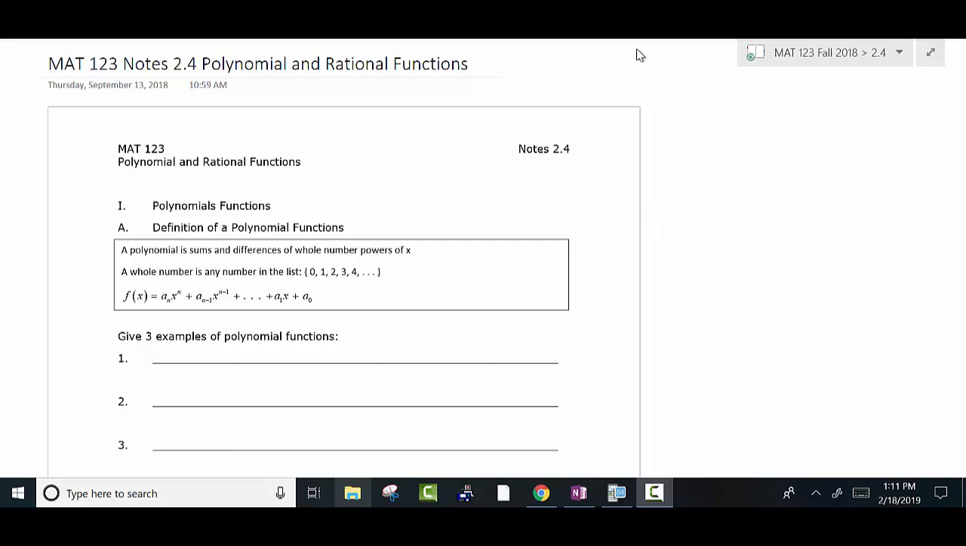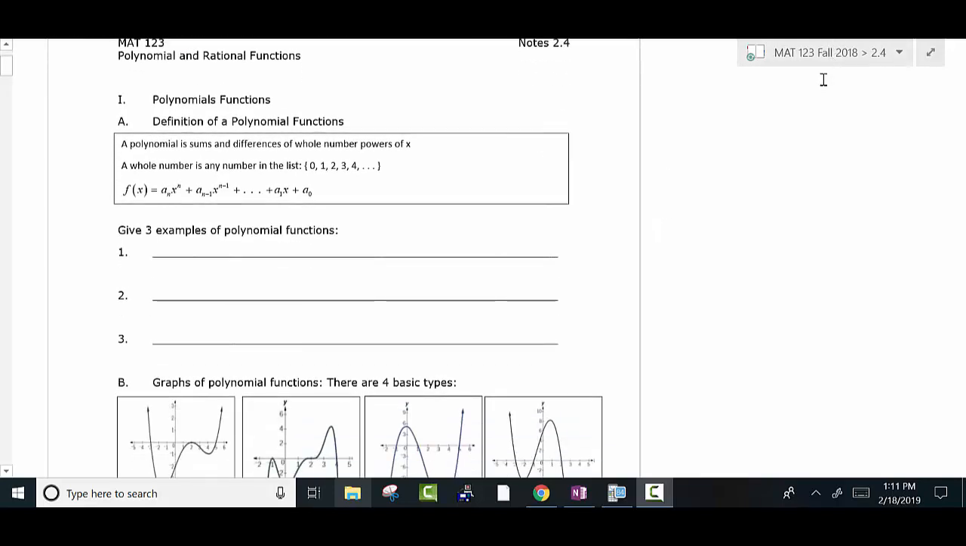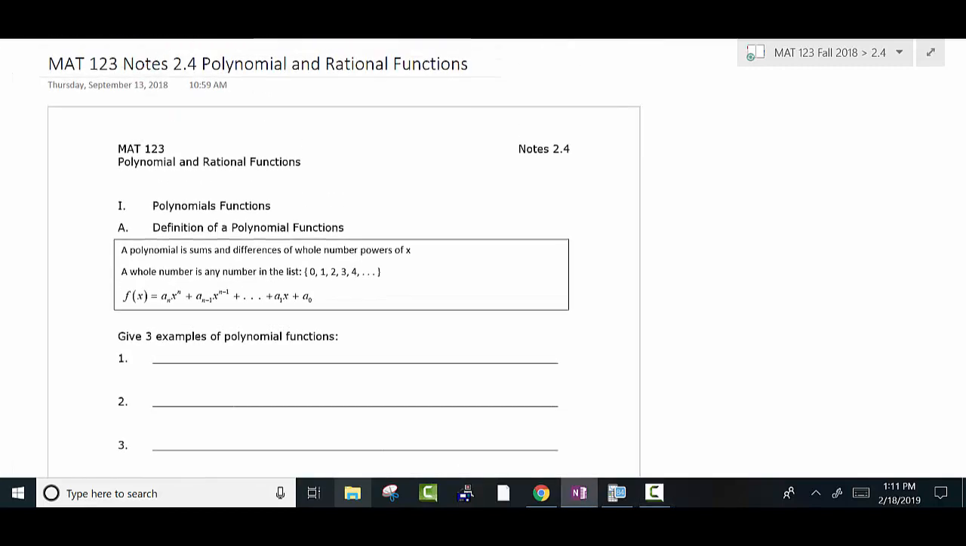Some ideas. What we're going to talk about is two types of functions. The first type is a polynomial function. So I want to go over what a polynomial function is. We've already seen these, so just a couple of examples.